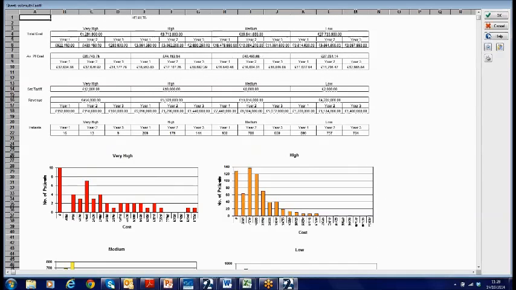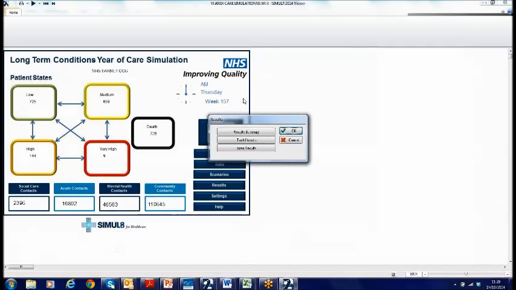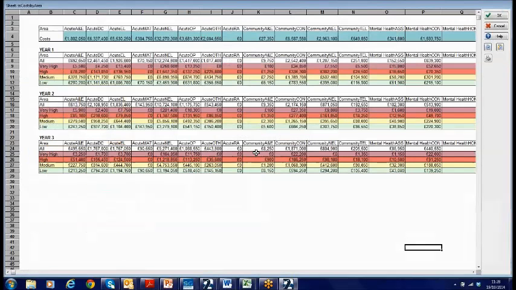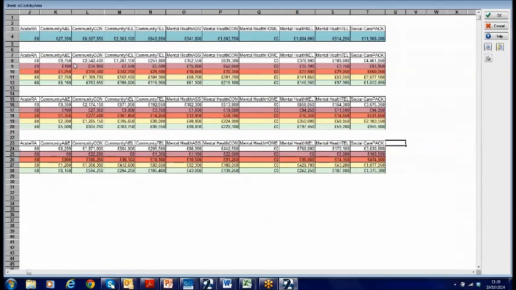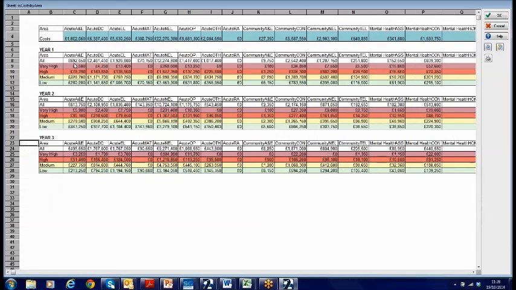And then if you want to drill down further into the results and look at each of the areas of service and see how much they're costing for each group in each year, you can see that as well. That gives you some sort of comparison, and you can see the social care costs as well as mental health, community care, and acute.